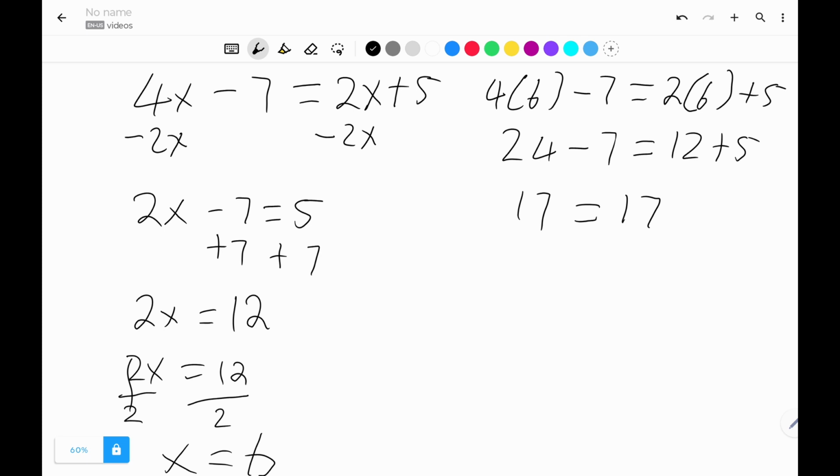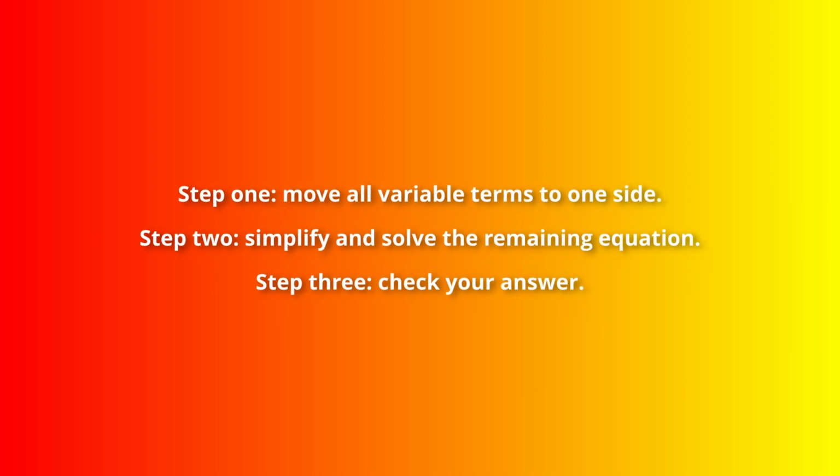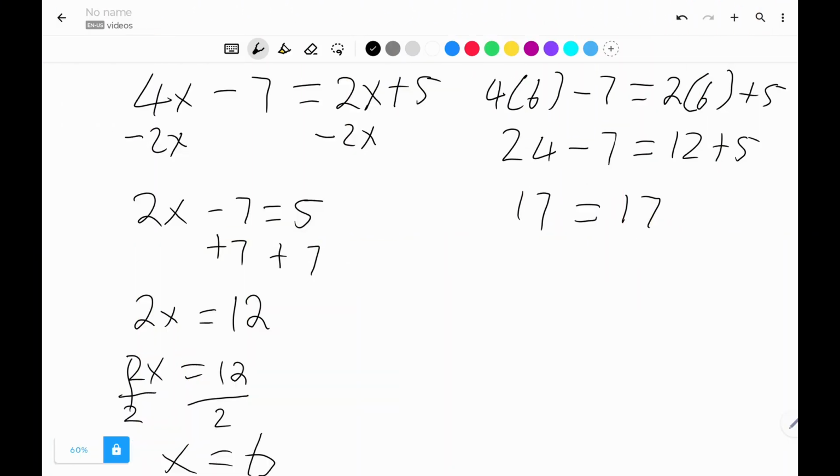So let's review the steps. Step 1, move all variable terms to one side. Step 2, simplify and solve the remaining equation. Step 3, check your answer. Equations with variables on both sides are not as scary as they look. Once you practice this well, it will feel just as easy as other equations, okay?